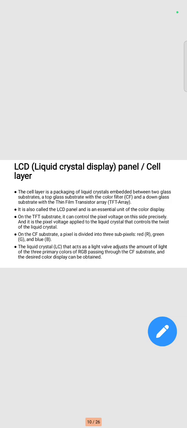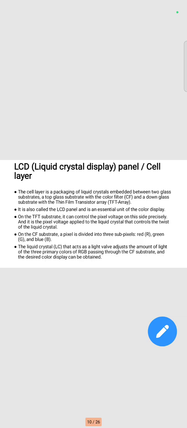Example. Okay, this TFT array screen should be blurry and slow. It helps in getting clear, sharp and fast images, right? So this is what TFT. It is also called LCD panel and is an essential unit of the color display.